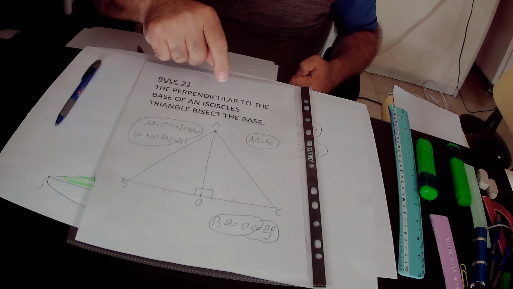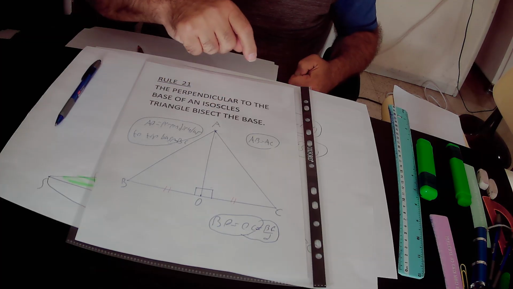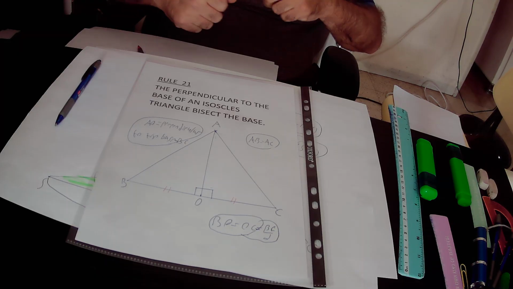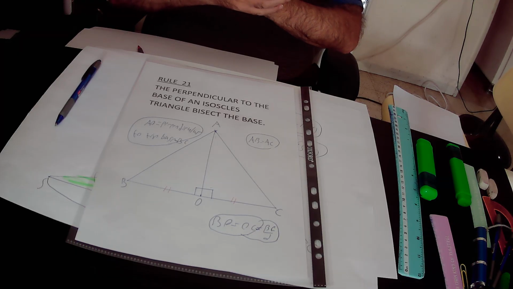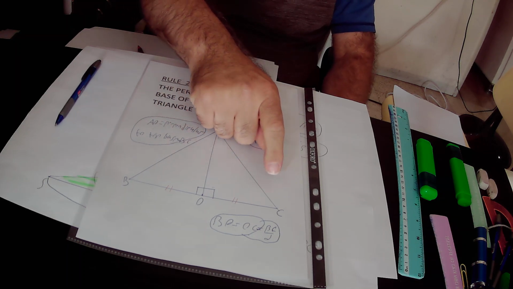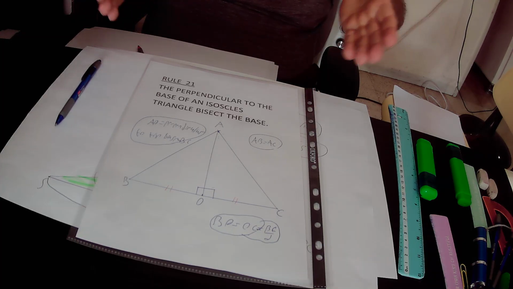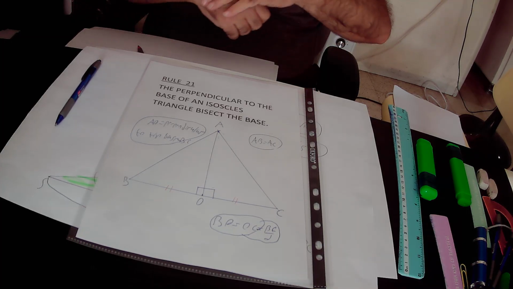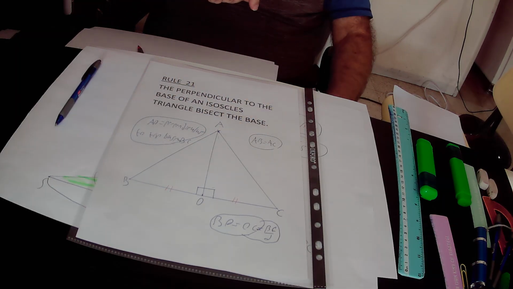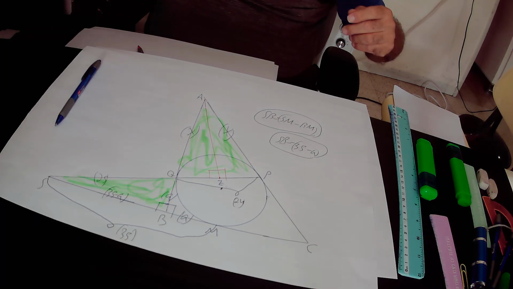If BC has been bisected by the perpendicular AO, it means that it has been divided into two halves. The first half BO equals the second half OC, and each half must be equal to BC over 2 because BC has been bisected. So BO equals OC equals BC over 2. So we can implement rule 21 in our drawing.